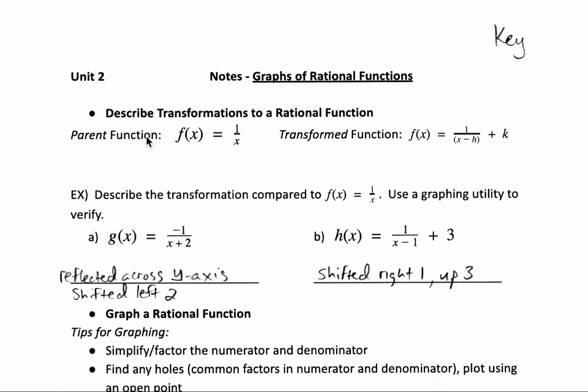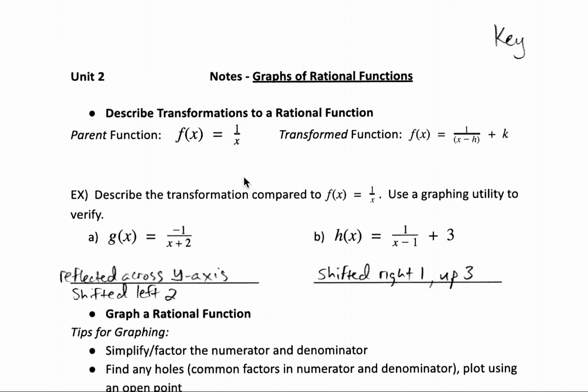So if you know what the graph of the parent function, 1 over x, looks like, and you can sketch that out quickly enough, then if any of these transformations are applied, you can stretch or shift that original graph and just come up with a quick sketch for what the new transformed graph may look like.